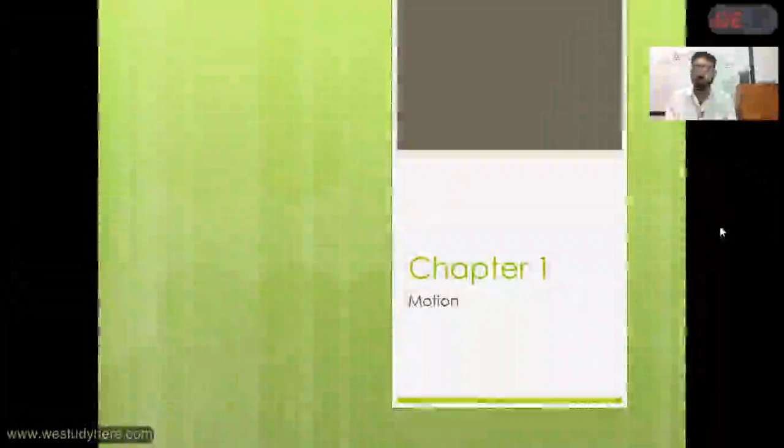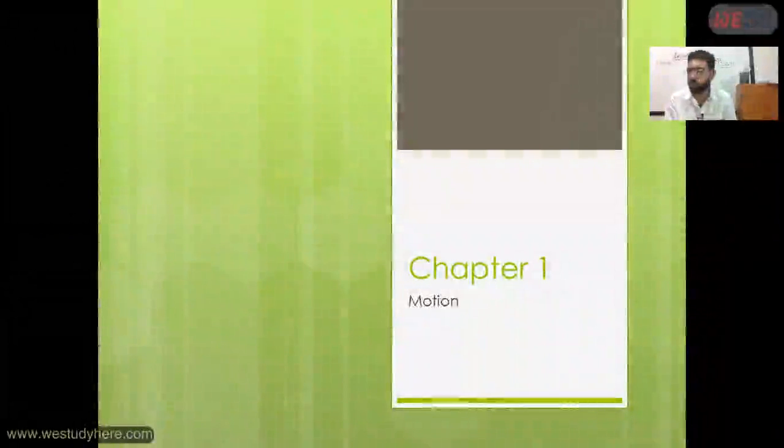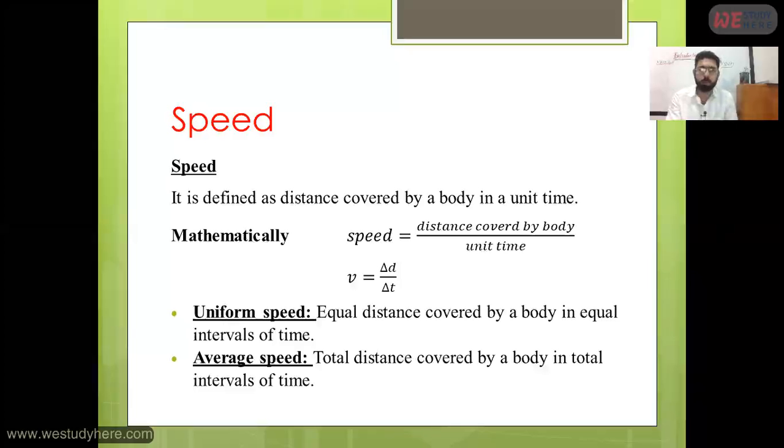Dear students, we are going to start the IGCSE syllabus, first chapter. The first chapter is motion, speed. Speed is the distance traveled by a body in a unit time. When we define speed, it is how much distance is covered by the body in how much time. So that is called the speed of the body.